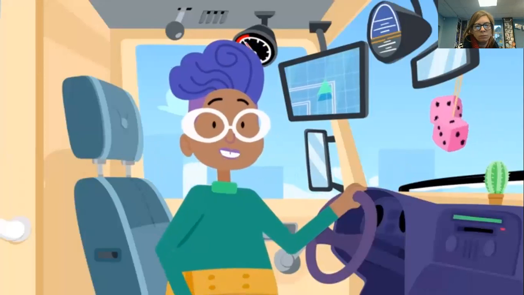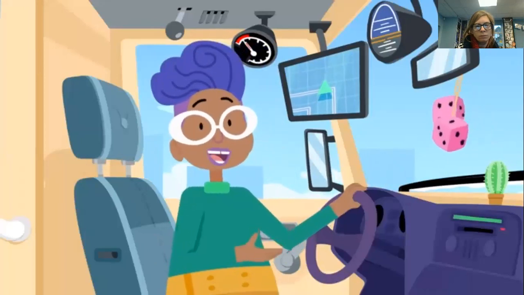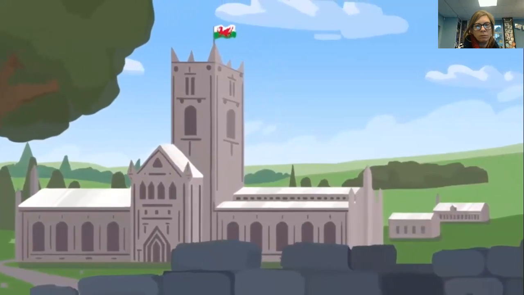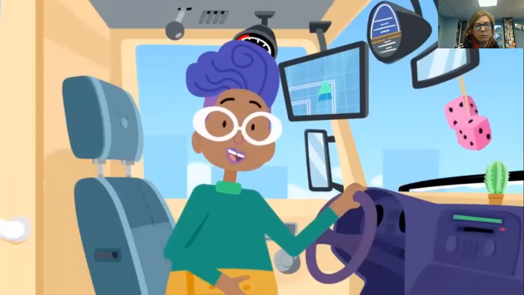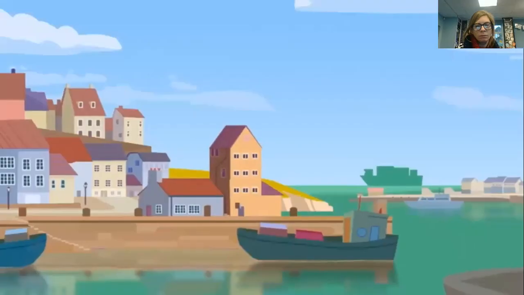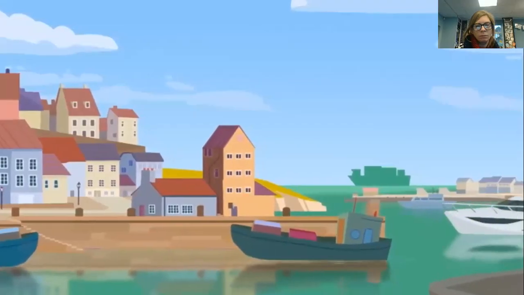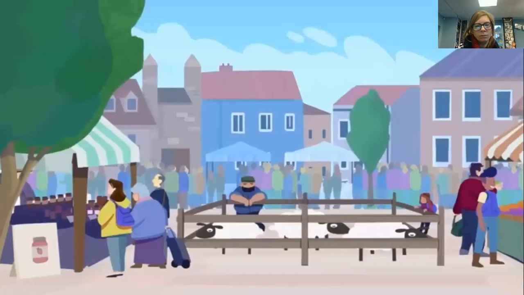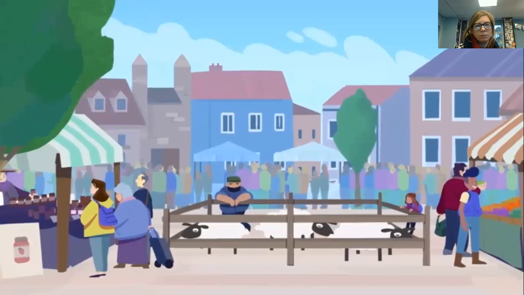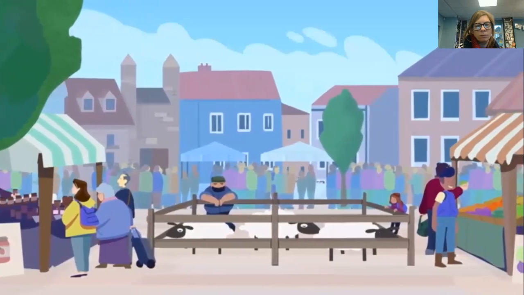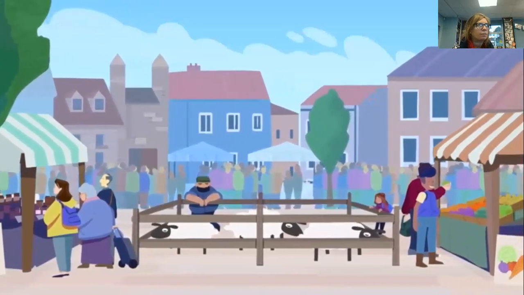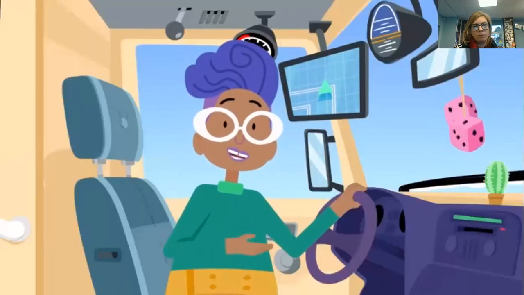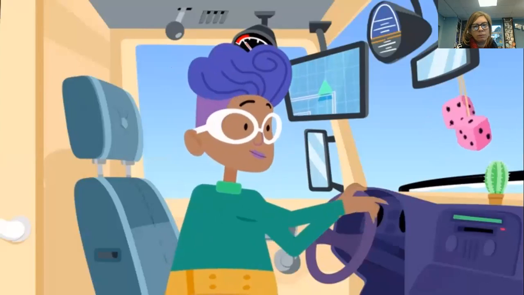Strangely, if a settlement has a cathedral, it's also called a city, even if it's not very big, like St David's in South Wales. Some settlements have a particular function. For example, this is a port, where ships bring goods to and from the UK. And this is a market town, where local farmers and traders buy and sell their produce. It all looks so busy down there. I think I prefer it up here.